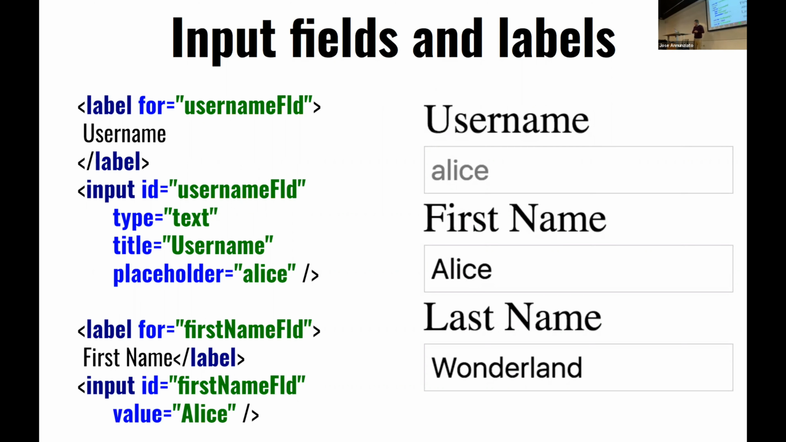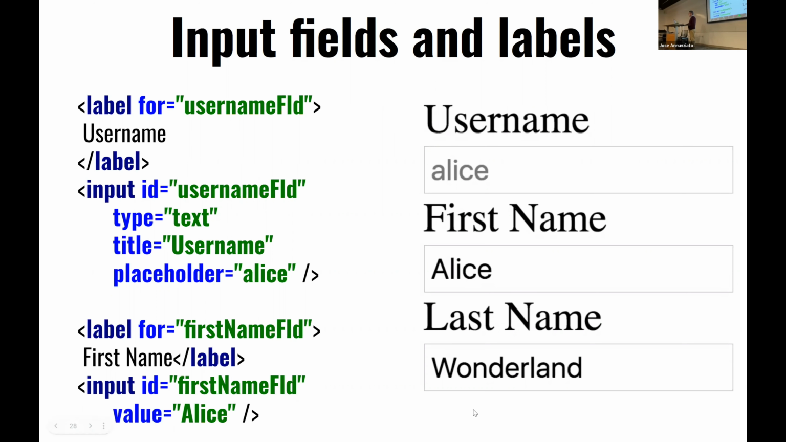Also, notice that it has a title equal username. See that? It's not showing. But what the title does is that if you hover with your mouse over the input field, it'll come up with a tooltip, like a little tooltip with some kind of explanation, saying please type your username or whatever, and it has to be unique or something. So that could be a help for the user.